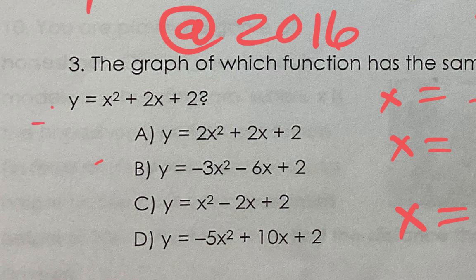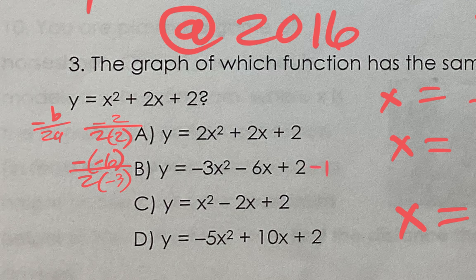So I'm doing negative b over 2a. Here I've got negative 2 over 2 times 2. That's not going to give me a negative 1. Over here I have negative 6 over 2 times a negative 3. That gives me 6 over negative 6, which will give me a negative 1.